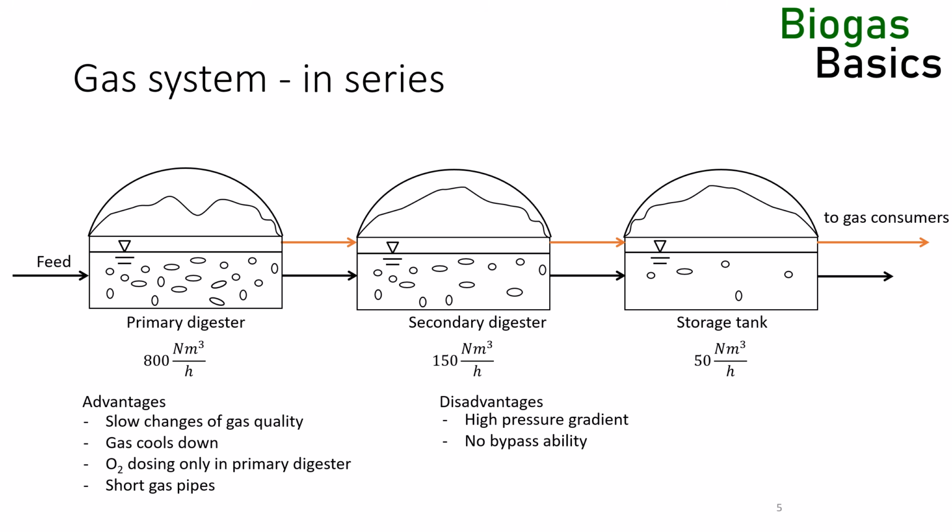Typically, the primary digester is the hottest reactor and the following reactor steps are colder, especially the storage tanks, which normally are not insulated.